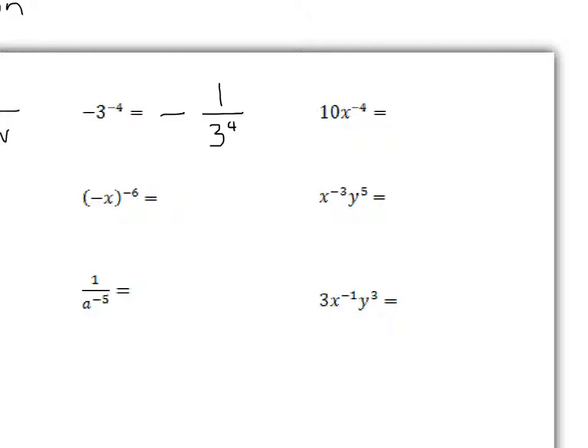What about 10x to the negative 4? The 10 is happy where it is. That negative 4 exponent does not apply to that 10. If we had wanted it to apply to the 10, we would have had to have used parentheses. So the 10 is happy. The x to the negative 4 is not. We have to take it to the denominator, where it will become a positive 4, and that's our answer.